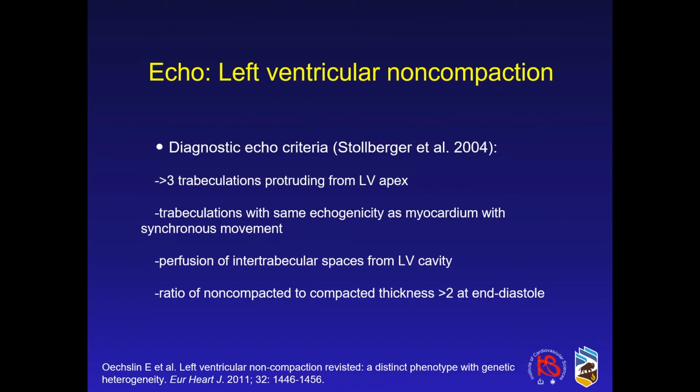In addition to the Jenni et al. criteria, this is another criteria by Stollberger and colleagues from 2004. With respect to diagnosis of LV non-compaction by echocardiography, they want to see greater than 3 trabeculations protruding from the LV apex, trabeculations with the same echogenicity as the myocardium with synchronous movement, perfusion of intratrabecular spaces from the LV cavity, and their ratio of non-compacted to compacted myocardial thickness greater than 2 at end diastole.